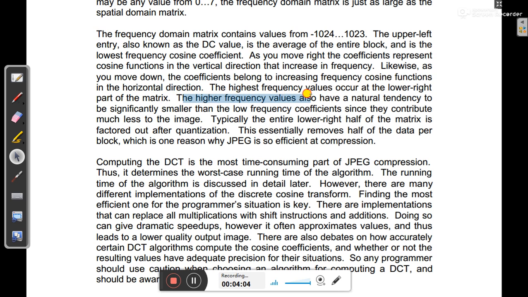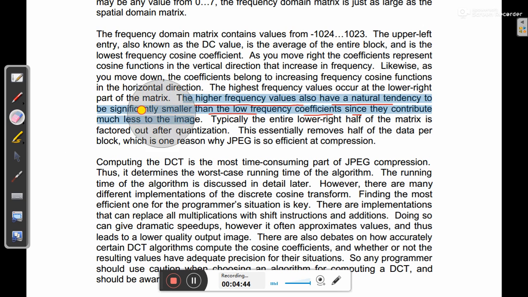The higher frequency values also have a natural tendency to be significantly smaller than the low frequency coefficients, since they contribute much less to the image. So try to understand this line. The higher frequency values are significantly smaller than the lower frequency coefficients since they contribute much less to the image. So higher frequencies do not give any importance or contribution in the image.